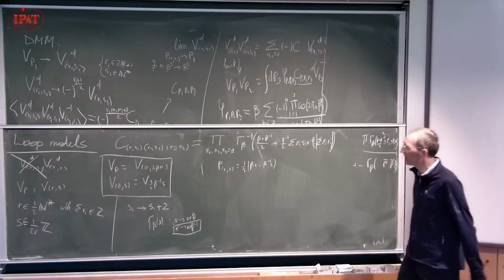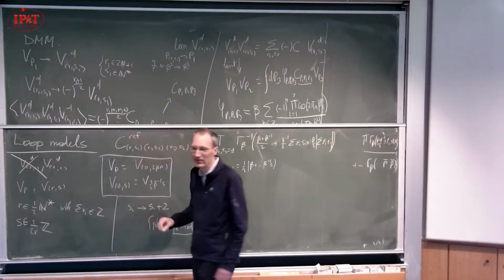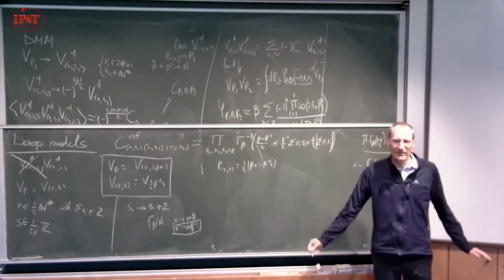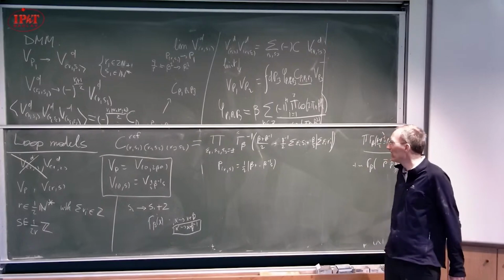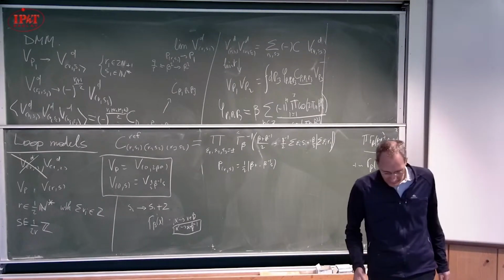Okay, so this is the ansatz. Let me call it C ref, for reference structure constant. I mean, it's really an ansatz. It will not turn out to be a 3-point function in loop models. But it's something I can compare any 3-point function with.